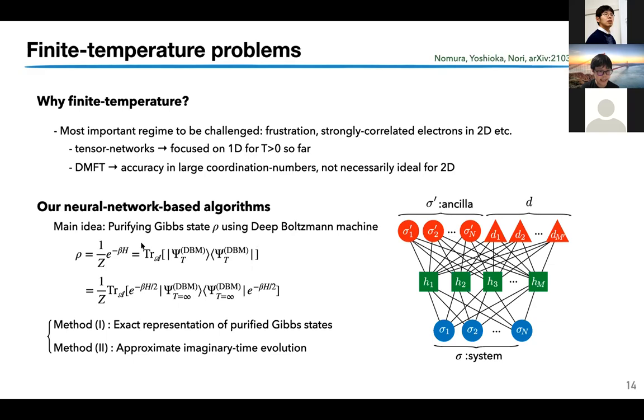And we would realize this purified state by using imaginary time evolution operated on the infinite temperature system like this. And to be short, we find two very different methods. The first one yields the exact representation of the Gibbs state, but under limited situations where the positive semi-definiteness of the state is assured. And the second one, which is more applicable to any kind of dynamics, would yield some approximate simulation. So this one is really the variational simulation of the finite temperature state.